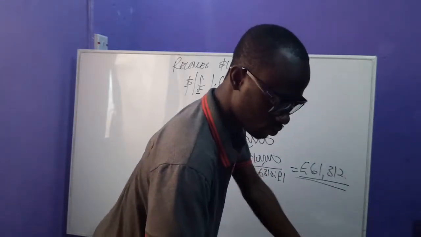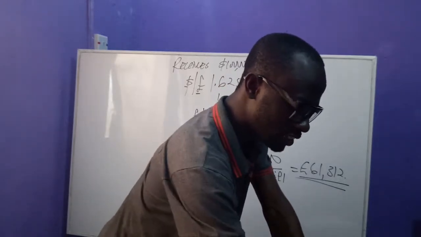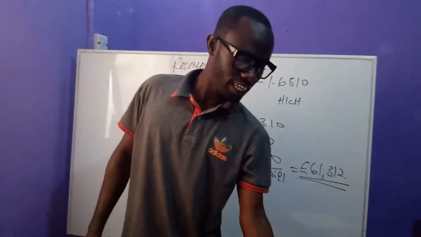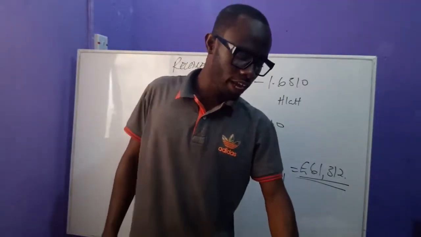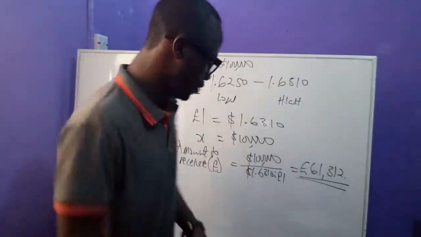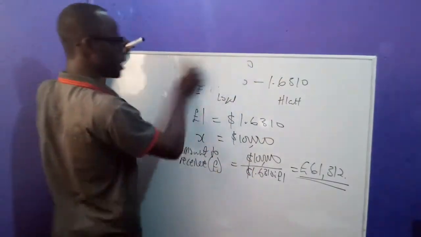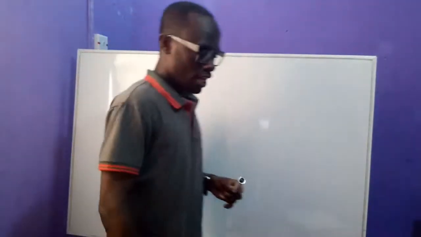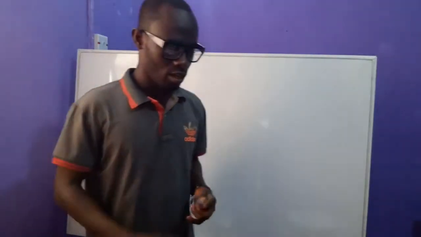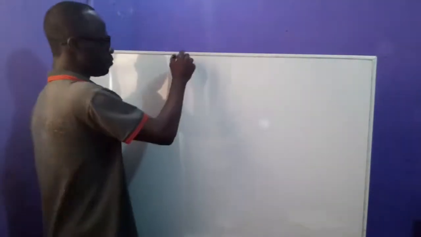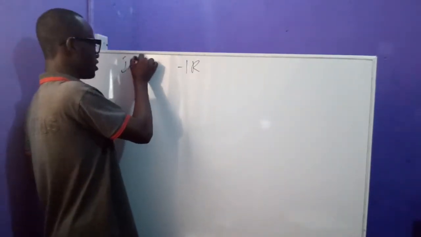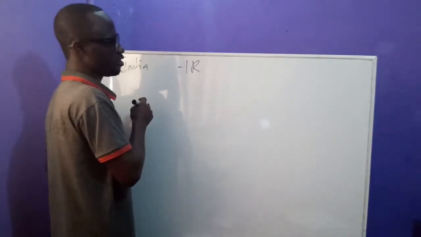Question 2. Jim Jam is a company based in India, where the currency is the Indian rupee, IR. So let me clean my board. So the company is in India, and the currency is Indian rupee, IR.